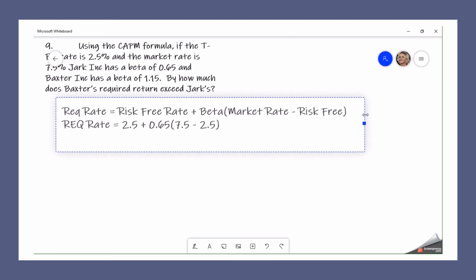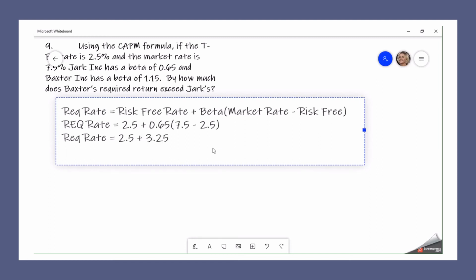So again, follow your math rules. We've got to get rid of those parentheses first. So 7.5 minus 2.5 leaves us 5, and then 5 times 0.65 gives us 3.25. So then for JARC's, it's going to be 5.75%.